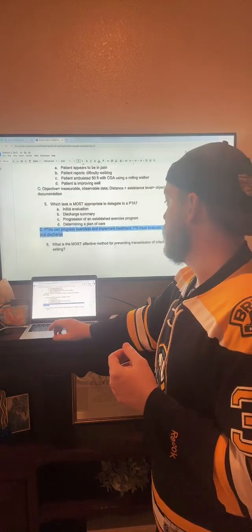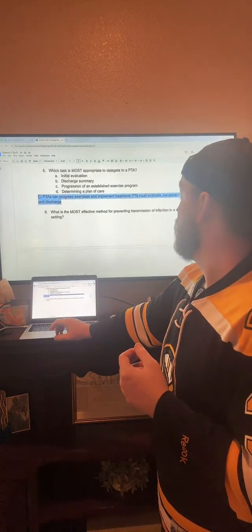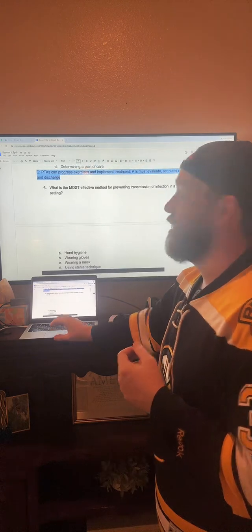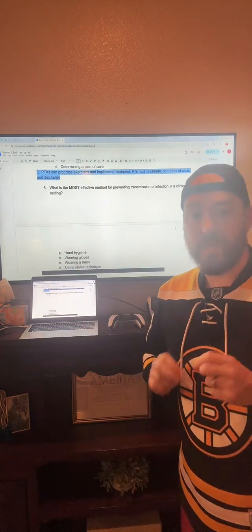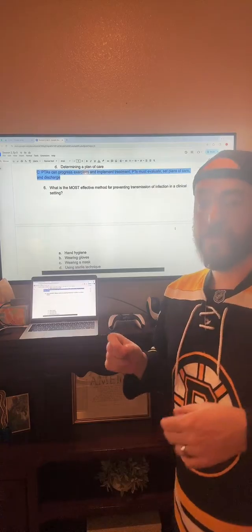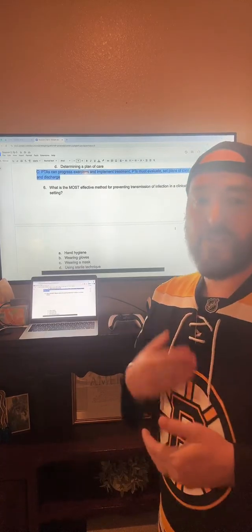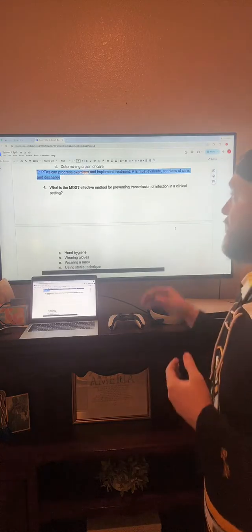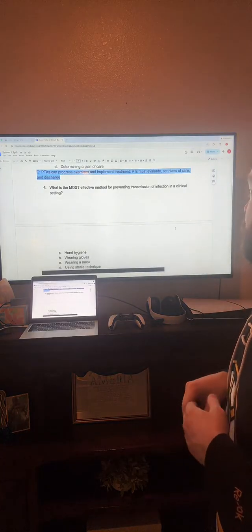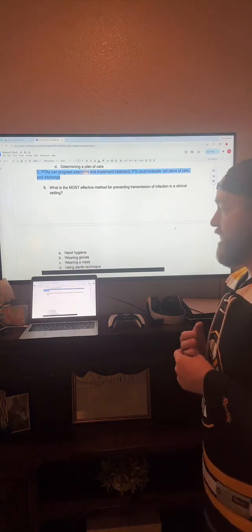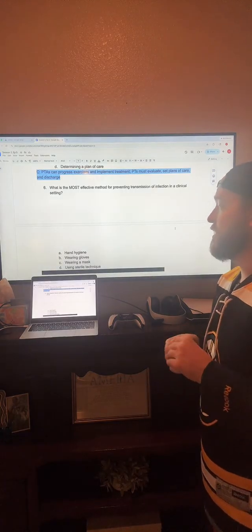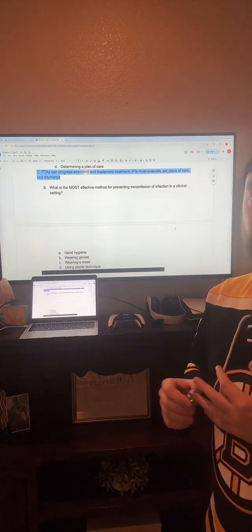So number 6, what is the most effective method for preventing transmission of infection in a clinical setting? I will be shocked if this question is not on your boards, right? This is an absolute chip shot question. A, hand hygiene, B, wearing gloves, C, wearing a mask, D, using sterile technique.